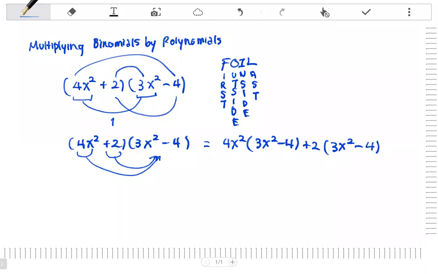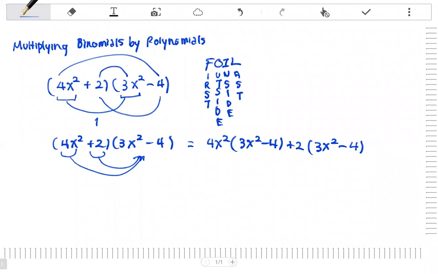And then we just have to multiply the monomial by the binomial again, right? So what would this be? 12x to the power of 4, right? And then negative 16x squared.